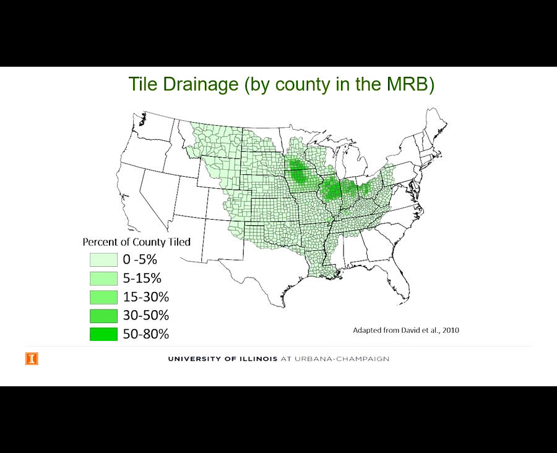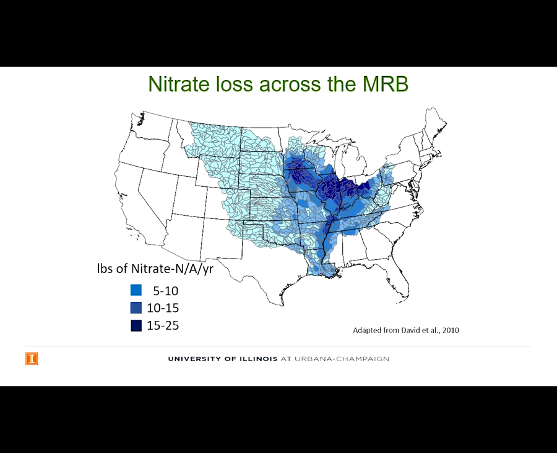And if we look at tile drainage by county across the Mississippi River Basin, you can see here that in Illinois and Iowa and across Indiana and Ohio, those are the counties that have the highest percent of land tile drained. And it's these same counties, but this is looking at a watershed level, so it's these same areas that are heavily tile drained that export the most nitrate out of their watersheds. And these dark blue watersheds are losing between 15 and 25 pounds of nitrate nitrogen per acre per year.